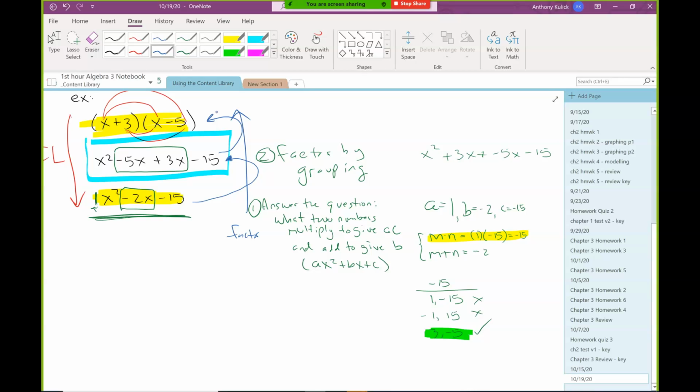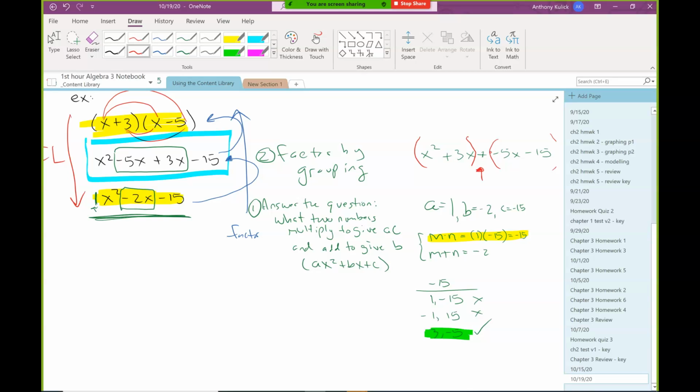Okay, so the idea here with factoring by grouping is I'm going to make two groups. Between my two groups, there's always got to be a plus sign. Is everybody okay with that? I can always make my two groups just the first two things and the second two things. That's always going to be fine as long as there's a plus sign in the middle.